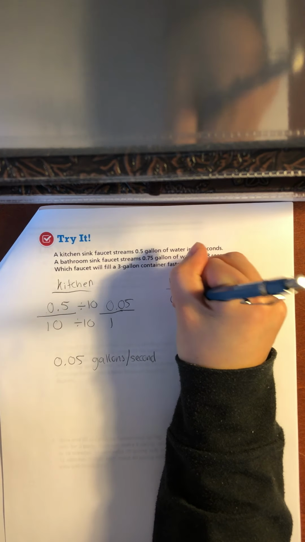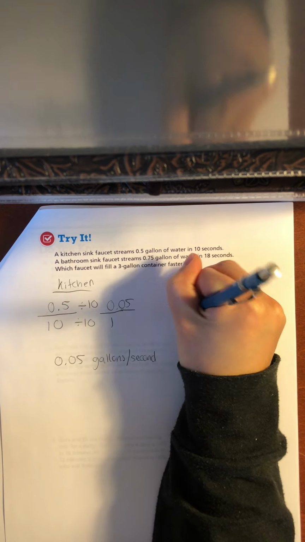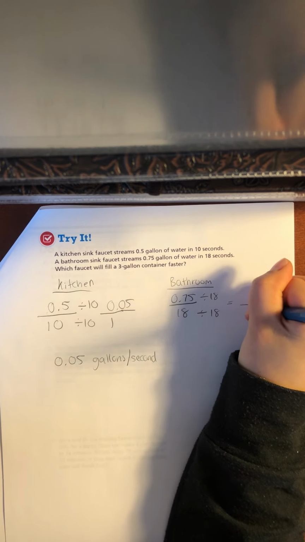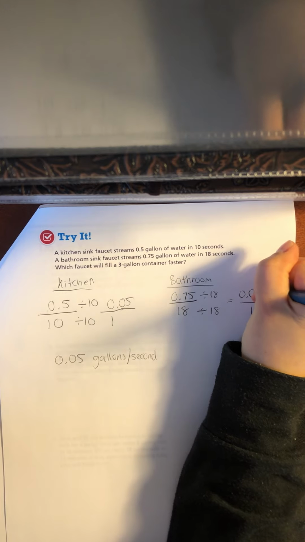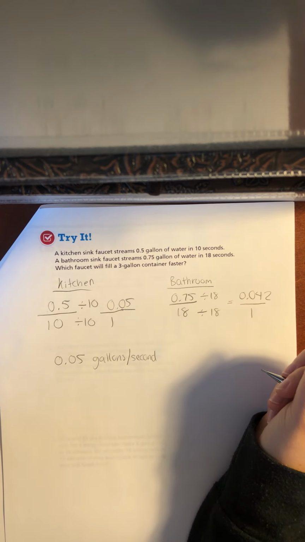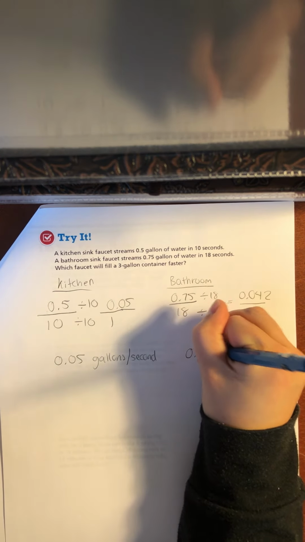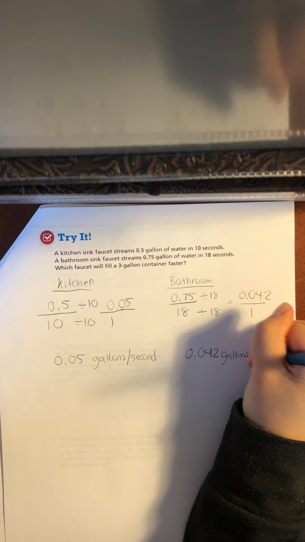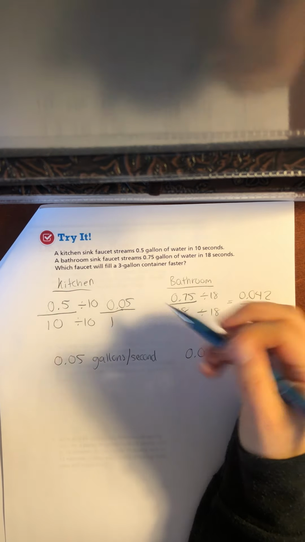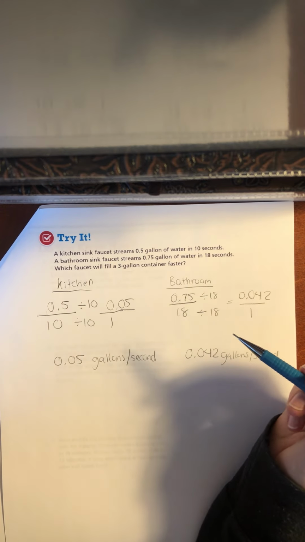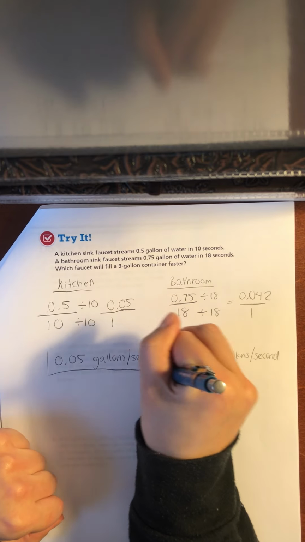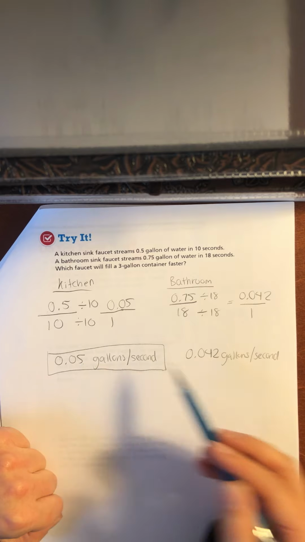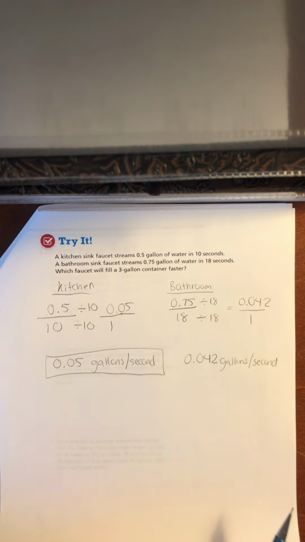Now for the bathroom, it's 0.75 over 18. Divide by 18, divide by 18, that gets our denominator to 1, and you have to round it off in the calculator, so that's 0.042 gallons per second. It's saying which faucet will fill a 3-gallon container faster. This one, the kitchen, because it's streaming more water per second. 0.05 is a greater number than 0.042.